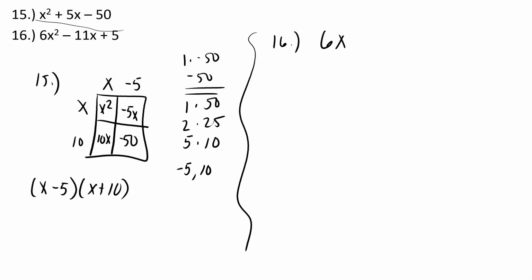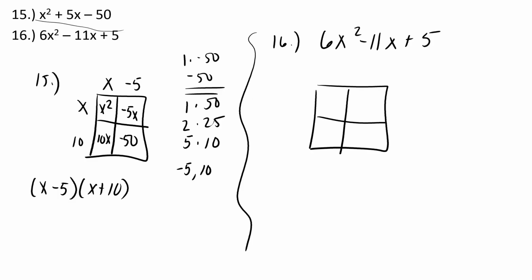All right, number 16. So this one, I would love to have a GCF. But 11 is a prime number, and 6 and 5 are not factors of or multiples of that prime number. So, okay. But we can do this. We've done some challenging ones, hoping for a GCF there, but you can't win them all. So we have 6x squared, and then we've got the 5. And then we need to multiply those. So 6 times 5 is 30. And we're looking for 2 factors of 30 that add up to negative 11.